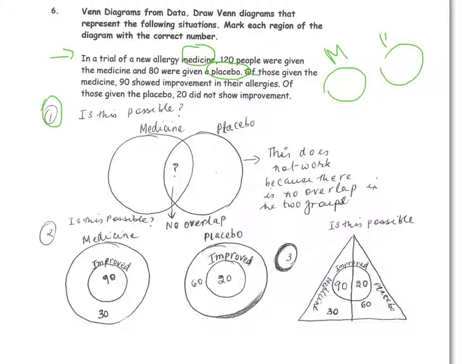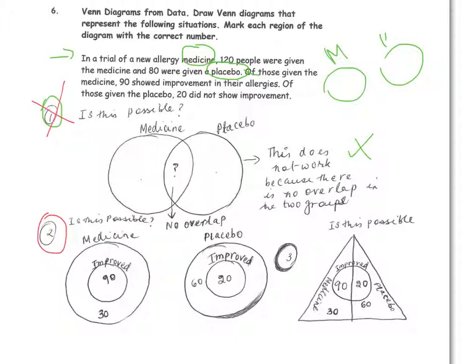Can we have a situation where we have overlapping sets of people who took medication and people who took placebo? Now, if you think about this, this does not work because a person who took placebo did not take the actual medicine, and a person who took the actual medicine did not take the placebo. So these two sets cannot be overlapping sets. So we rule out this possibility completely. Now let's look at the second possibility.